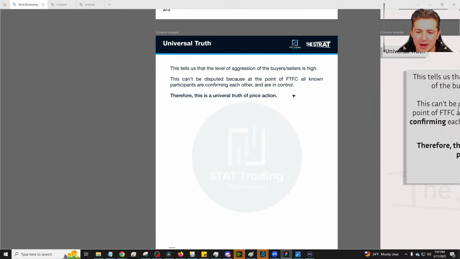That's awesome. So when we have full time frame continuity, it tells us the level of aggression of the buyers or sellers is high. And it cannot be disputed. So no one can come in and say, that's not true, because at the point of full time frame continuity, all known participation groups are confirming each other, and thus all those groups are in control in the same direction. Therefore, this is a universal truth of price.